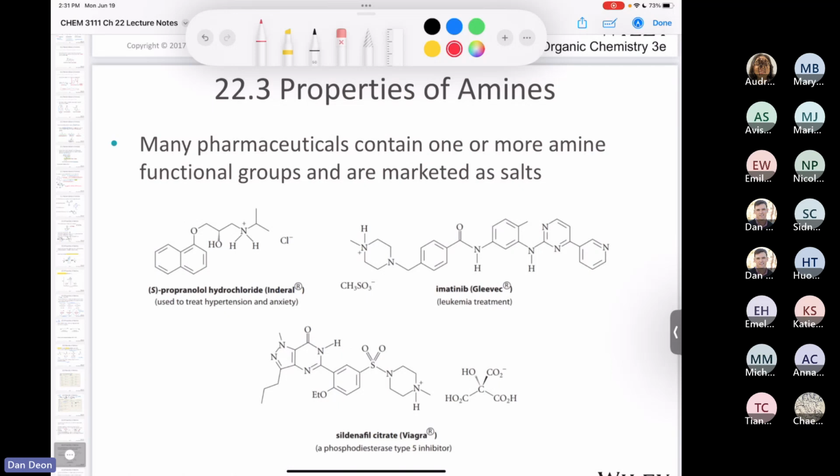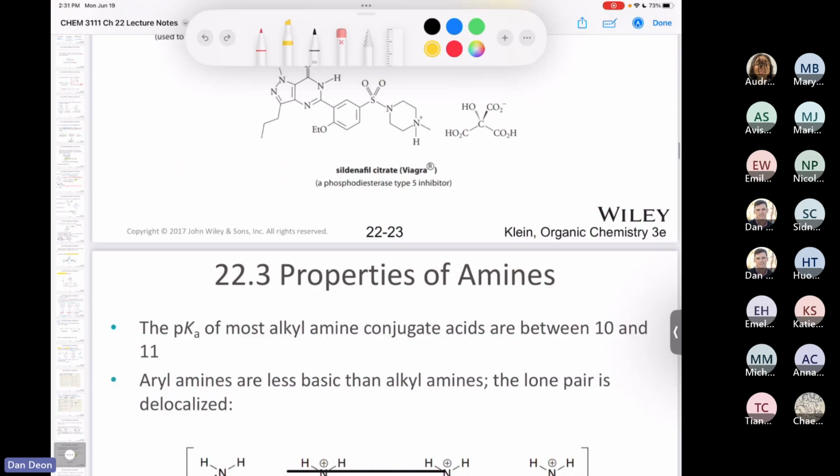So you see this compound here used to treat hypertension and anxiety, and then you've got Gleevec. Gleevec is a very famous cancer drug. It's not as famous as Viagra, but it's still famous in its own right. You can see that all of these compounds are marketed as salts, and there's good reasons for that.